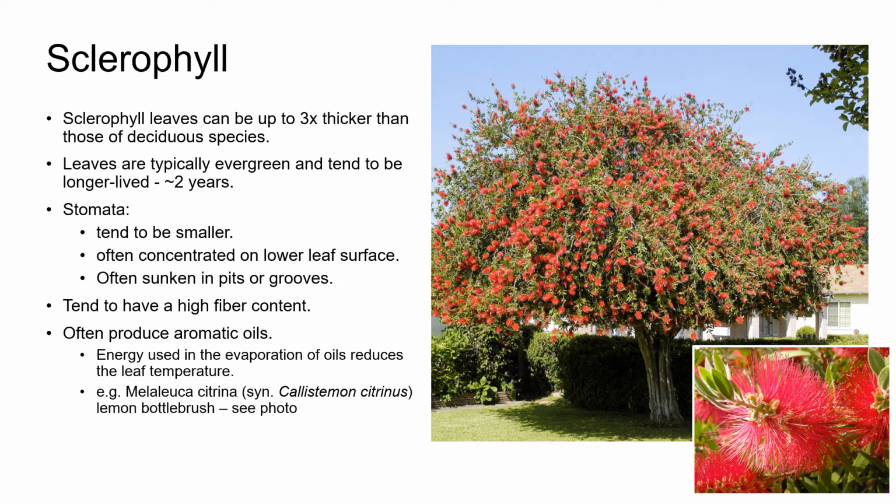Compared to non-sclerophyll plants, sclerophyll shrubs and trees also have differences in their stomata that help to conserve water. The stomata are typically smaller, and they tend to be concentrated on the lower leaf surface as opposed to both upper and lower leaf surfaces. And they're also often sunken in pits or grooves.